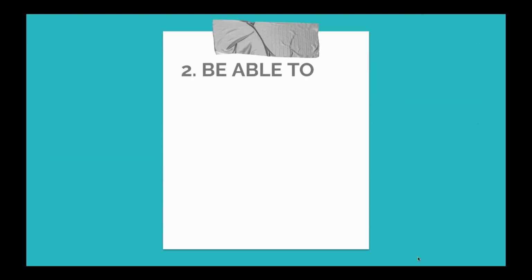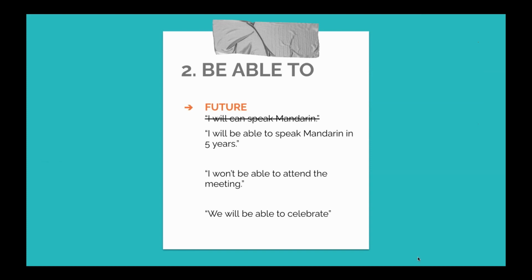Now, what about the future? Well, definitely you don't say I will can, or something like that. That's just wrong. Go with able to. I will be able to speak Mandarin in 5 years, because it's a difficult language, but it's amazing. So you can say I will be able to speak Mandarin in 5 years. Future, we can, much better.